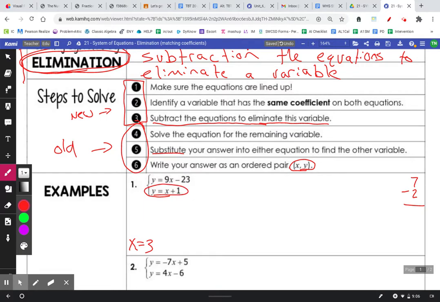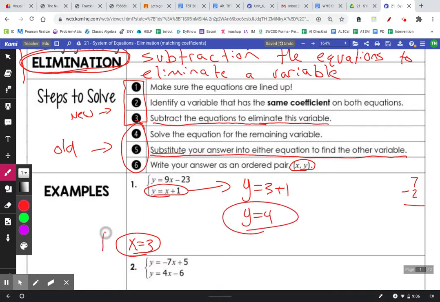What I'm going to do now is go for step 5, which says substitute your answer into either equation to find the variable. Well, I need to figure out what y is. I just found out what x is. x is 3. So I'm going to copy this equation down, but instead of writing the x, I'm going to put a 3 there because I just found out that's what x is. So now it says y equals 3 plus 1. What's 3 plus 1? y equals 4. I have now found x. I have now found y. There's no other variables. Those are my 2 pieces of information that I need.